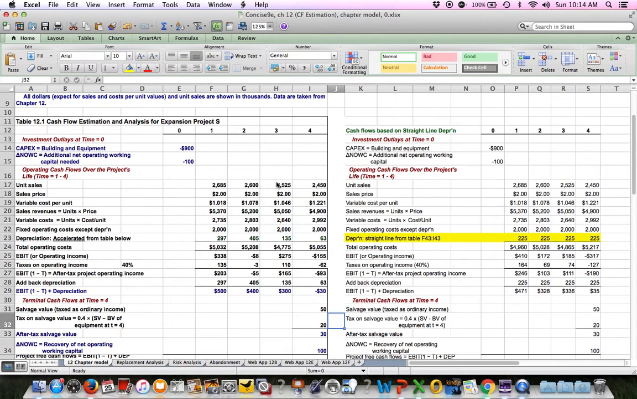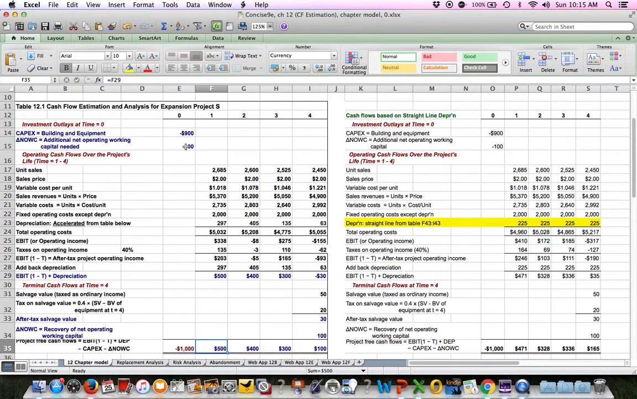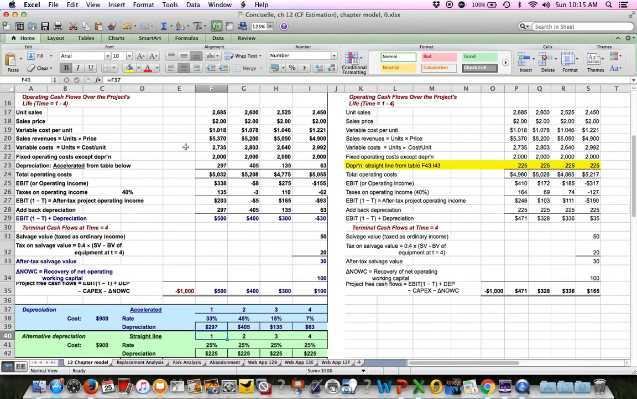What's kind of nice is you can just see the Excel formulas behind the scenes that are doing this. So we're talking about a project with a capital expenditure of $900,000, net operating working capital investment of $100,000, and then we're going to start to sell some product here and what those sales would be over a 4-year period. The sales price, the variable cost, the revenues, all those things come into play here to compute what this is. So everybody should be able to see those numbers and how they work out.